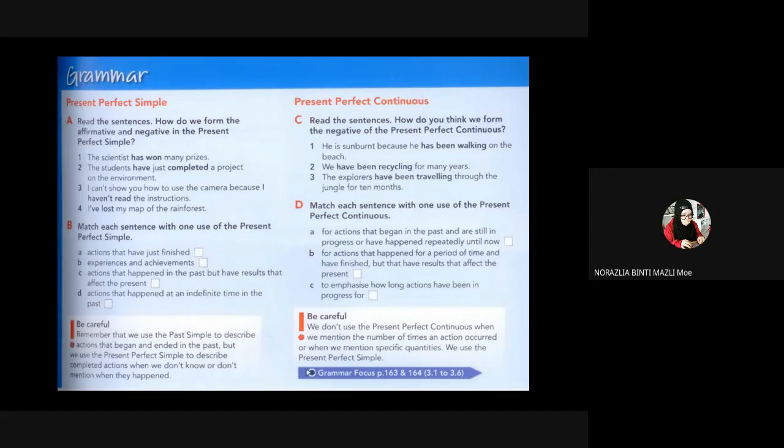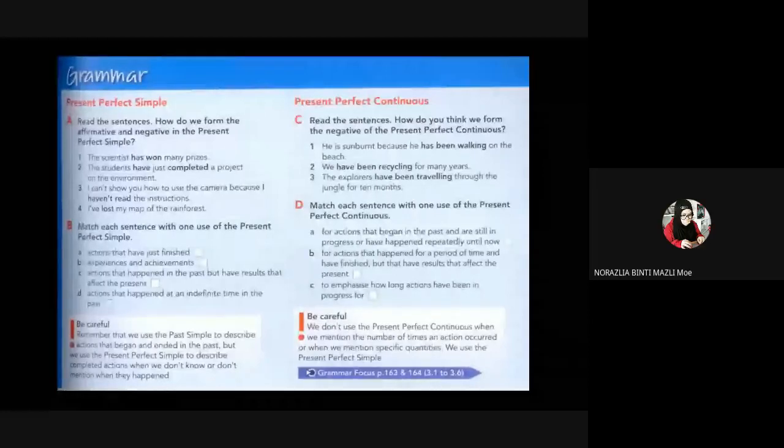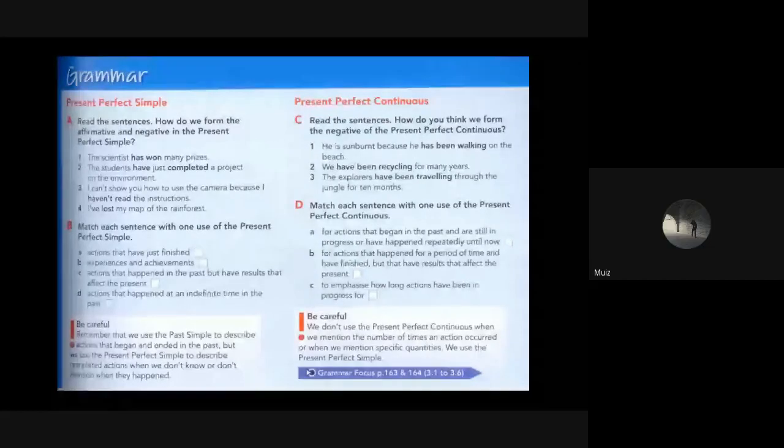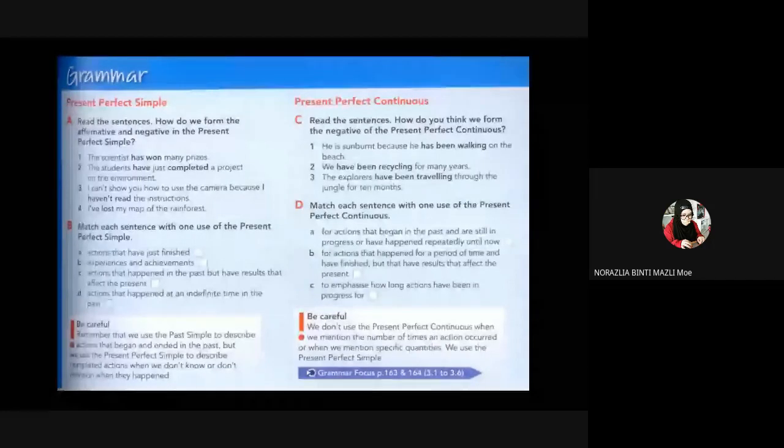Faham tak ni? Boleh ikut tak apa dia cakap ni? Boleh. Okay. So macam mana agak-agak? Tambah kat have lah. Tambah dekat have. So dia jadi macam mana? Haven't. We haven't been recycling. Macam tu ke? Betul tak? We haven't been recycling. We haven't been walking. Betul lah. He hasn't been walking. Betul tak? Agak-agak.